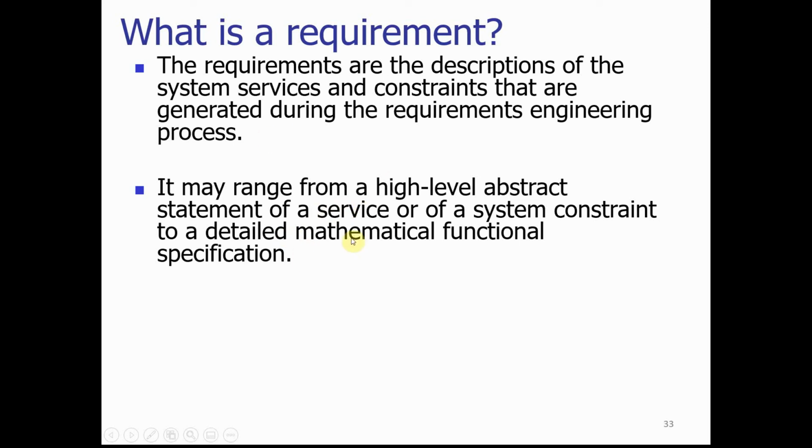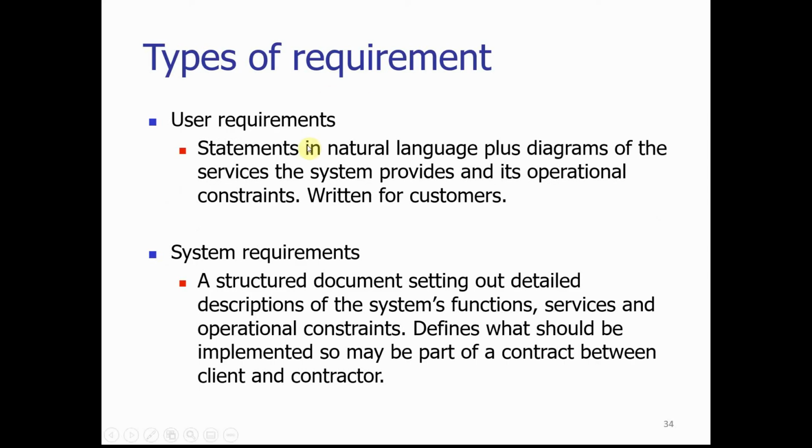From the definition of requirement, we see that a requirement may go through different levels, the high level and the detail level. So we call it two types of requirement. One is a user requirement, a statement in natural language plus some diagrams of the services the system provides and its operational constraints, written for the customer and sometimes provided by the customer. And the system requirement is a structured document setting out a detailed description of system functions, services, and operational constraints, defining what should be implemented. It may be part of the contract between client and contractor.